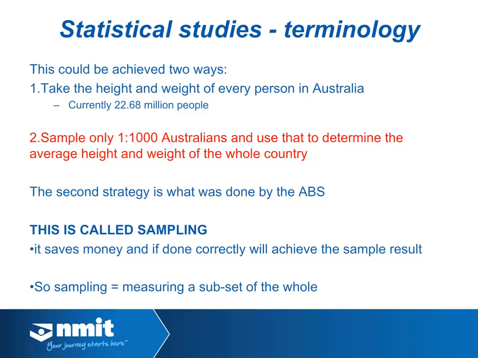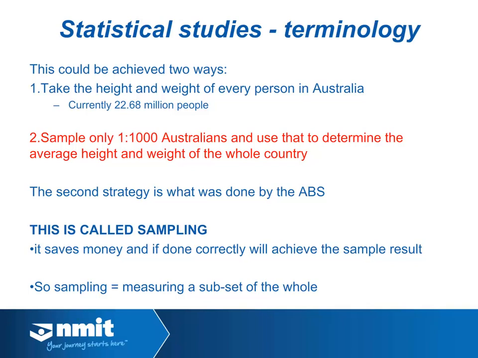Well, there's two ways that we could do it. The first would be to take the height and the weight of every person in Australia. So that's currently 22.68 million people. So we'd find every single person in the nation, we'd get their height and we'd get their weight. We'd put it into a spreadsheet, maybe on Microsoft Excel, and we'd get the average and find out what that height and weight is. And as we saw from the previous graph, the average height of a 24-year-old male is about 177.5 centimetres. So that's one way of doing it.